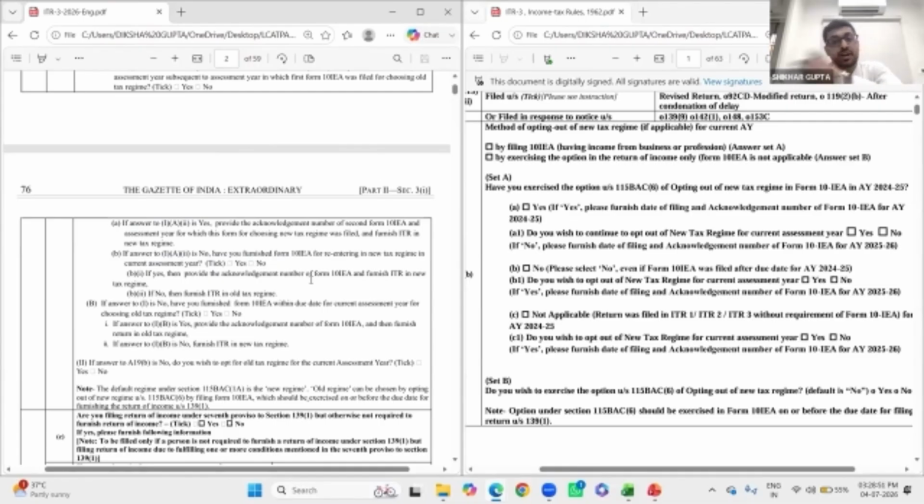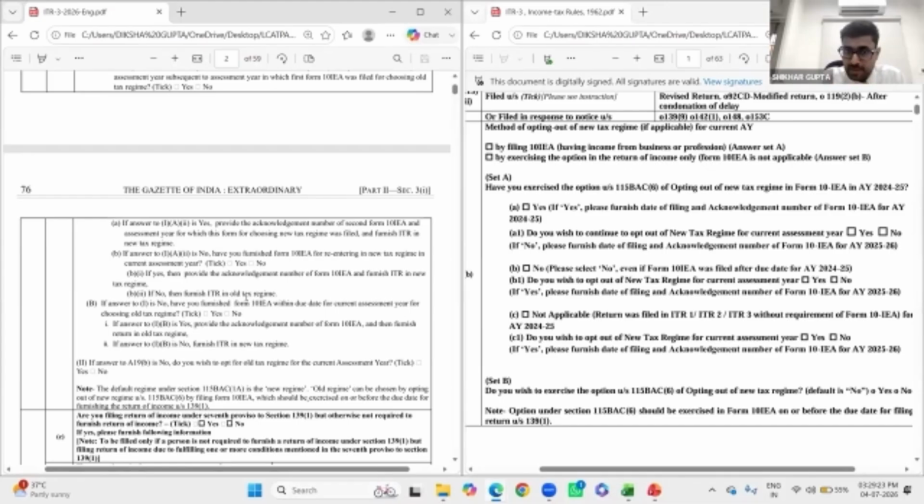मतलब अगर मैंने 25-26 में भी ओल्ड रिजीम फाइल किया होता तो मेरे पास ऑप्शन है कि मैं 26-27 में उसको विड्रॉ करके 26-27 का आईटीआर न्यू रिजीम में फाइल कर सकता हूं. Correct, this is the position. So if yes, then provide the acknowledgement number. If no, then furnish the ITR in old tax regime. So if you have once exercised the option, then if you have withdrawn the option, then you cannot choose that option again, is what the law is saying.